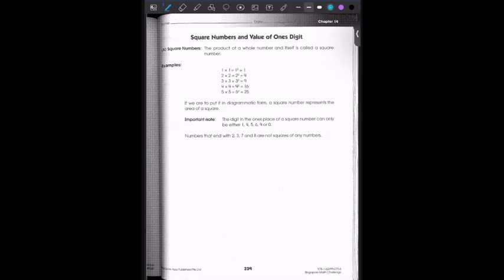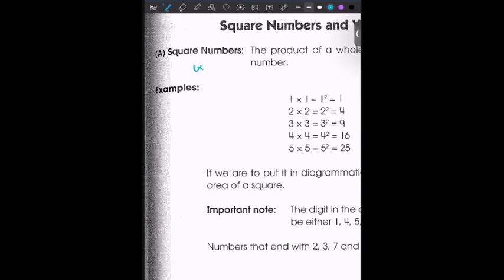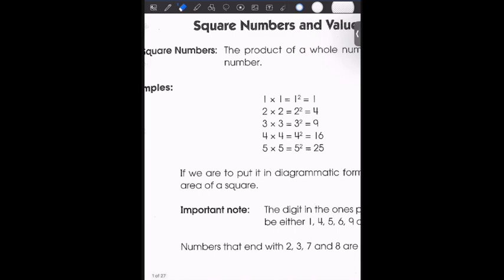Square numbers are where the product of a whole number by itself. So square numbers are things like 1 times 1, 2 times 2, 3 times 3, 4 times 4, and so on. It's really beneficial if you can memorize and instantly recognize square numbers. Common square numbers are 1, 4, 9, 16, 25, 36, 49, 64, 81, 100, 121, 144, and so on.